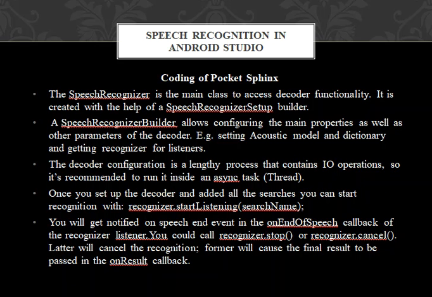The decoder configuration is a lengthy process that contains I/O operations, so it's recommended to run it inside an async task. Once you set up the decoder and add all the searches, you can start recognition with recognizer.startListening(searchName). You will get notified on the speech end event in the onEndOfSpeech callback of the recognizer listener. You could call recognizer.stop or recognizer.cancel. Cancel will cancel the recognition. Stop will cause the final result to be passed in the onResult callback.